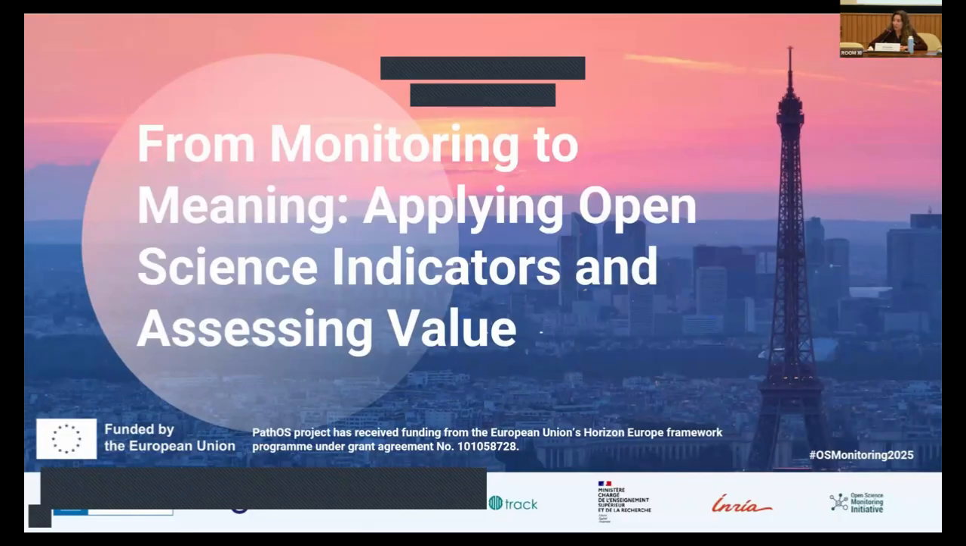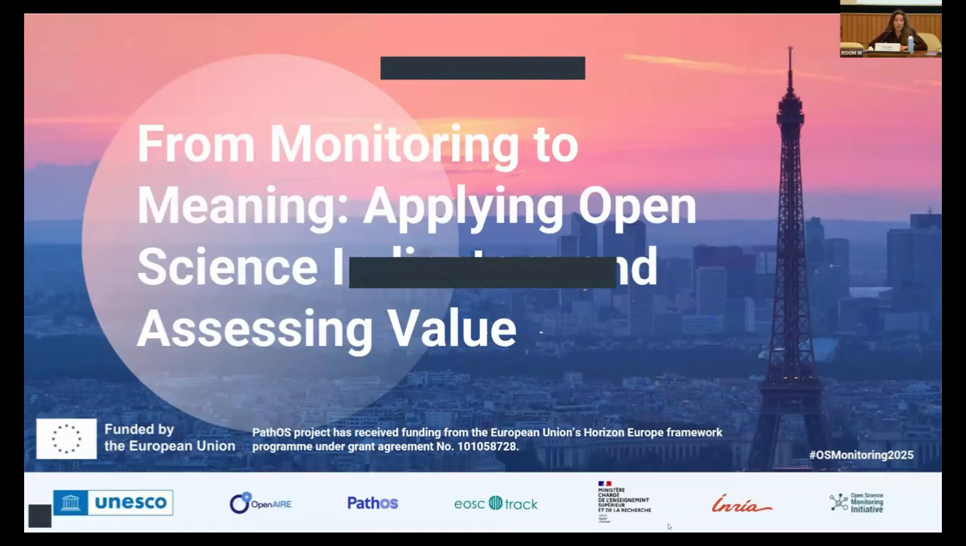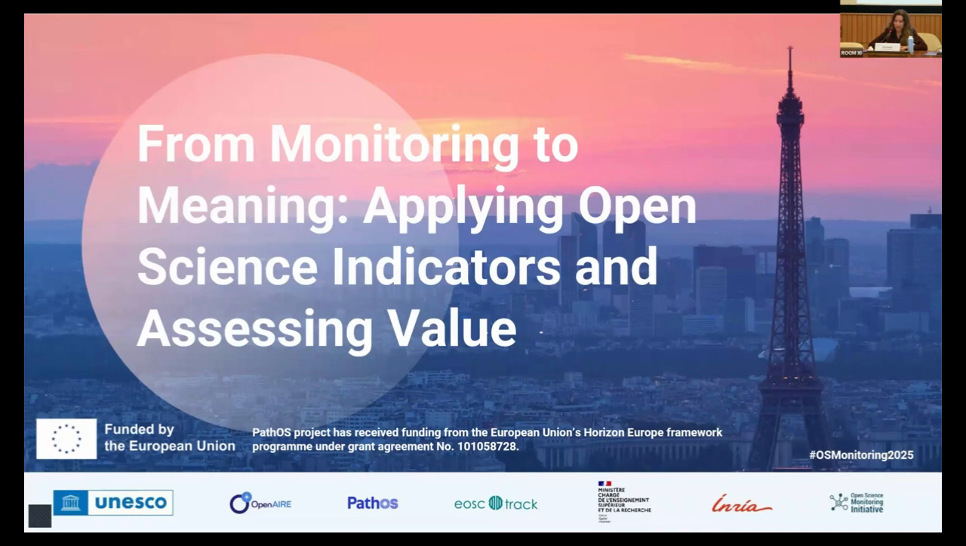So this session will introduce two key tools developed by the PathOS project. One that can help monitor impact and the other one that can help assess the value of open science practices. So the session is organized in this way. First, we will hear about the Open Science Impact Indicators Handbook, which is a sort of a catalog that structures the academic, economic, and societal impacts into a coherent set of indicators.